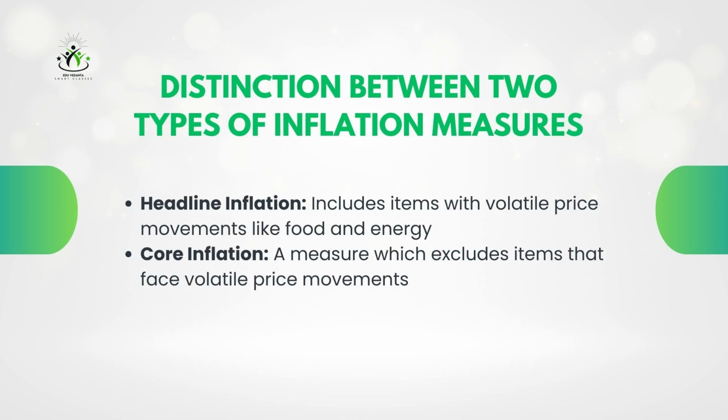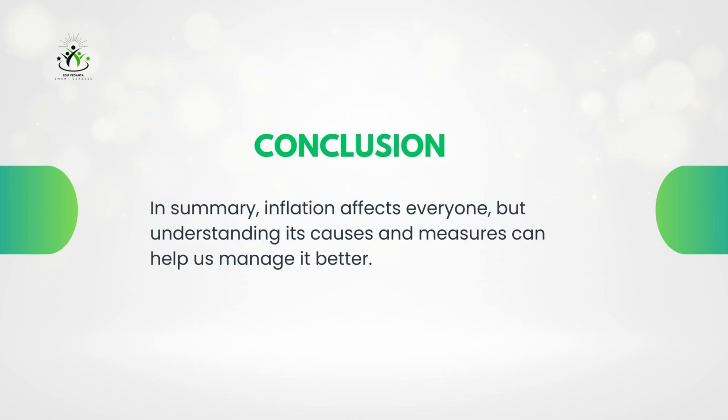Headline versus core inflation. Headline inflation includes all items, even those with volatile prices, like food and fuel. Core inflation excludes these volatile items to give a more stable and accurate picture. Inflation is something that affects everyone, but understanding its causes and measures can help us manage it better.